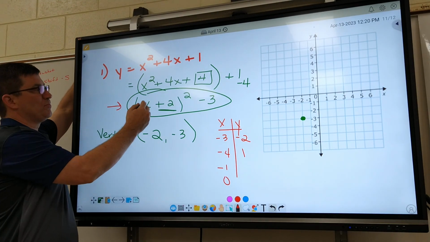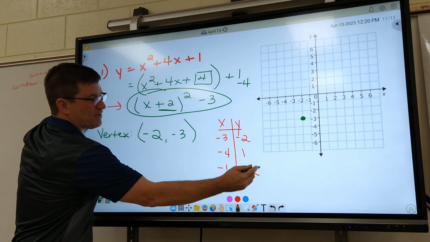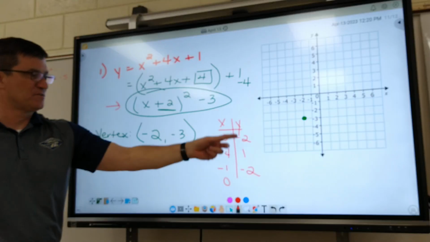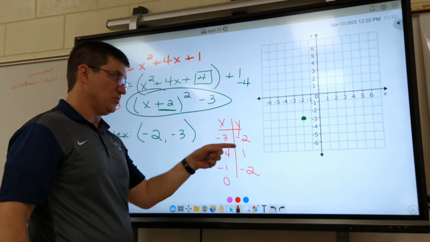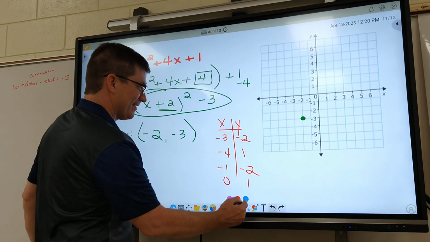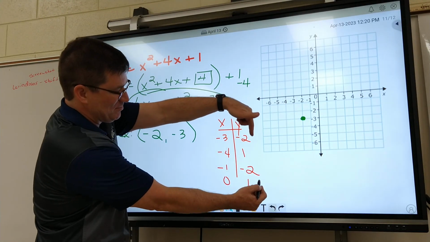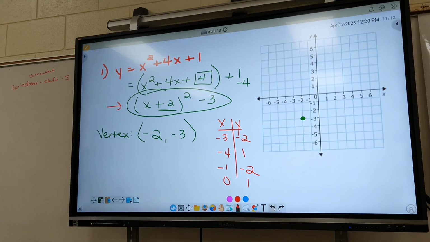All right, -1 plus 2 is 1. 1 squared is 1. Now look, follow the pattern. These two are -2, so these two will have to be +1. Follow the pattern. These two are the same, so these two will have to be the same. Follow the pattern.